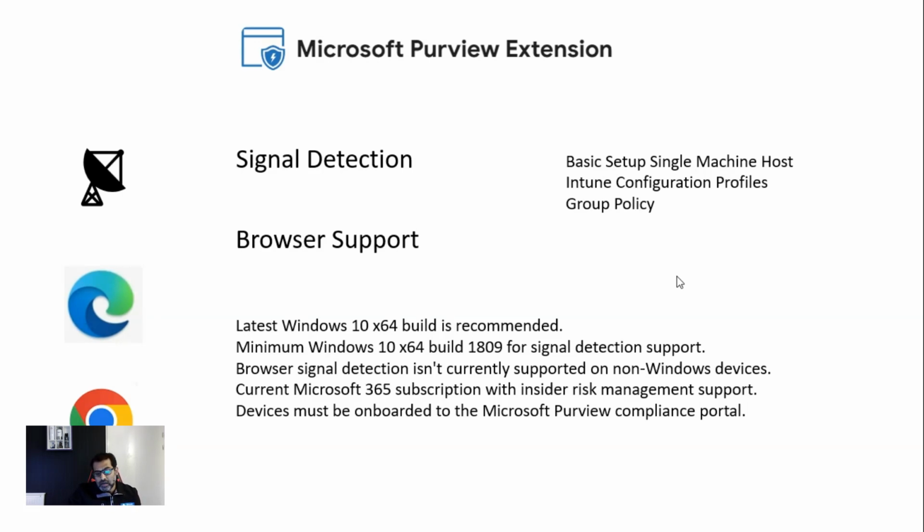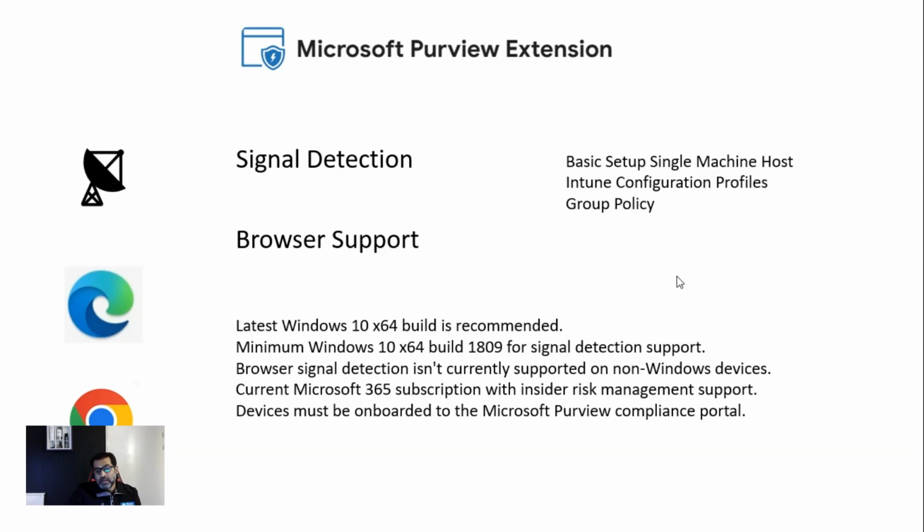And when we talk about how to install and utilize them, there are three methods. For example, if you have a handful of machines, then you can download the Microsoft Purview extension from the store. The link is available on the Microsoft website, and I will also post it in the comment section so that you will be able to try it. So that's the basic setup. If you want to try Intune configuration profiles, there are steps detailed out. The same goes for group policy. The steps are detailed on the Microsoft website, which you can try. That's applicable for bulk deployments.